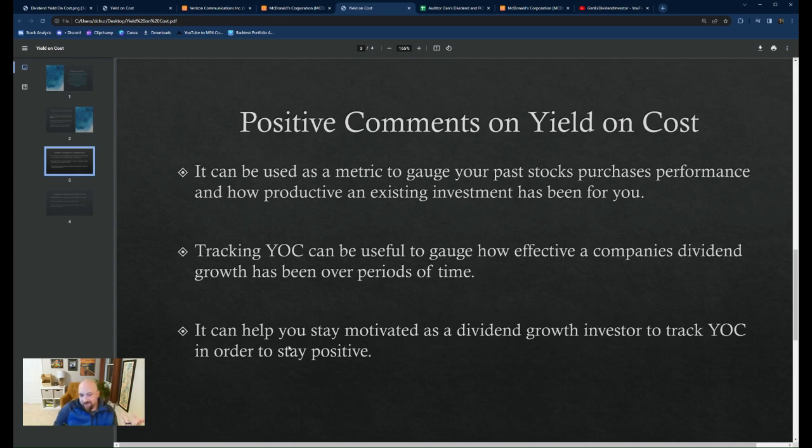The other thing is it can help you stay motivated as a dividend growth investor, I think, because there might be times when the market's not doing well, and you have this metric that shows you not only the increasing dividend payments that you're getting, but also the actual yield of the money that you've put into your shares. So this can keep you in the game for long periods of time.